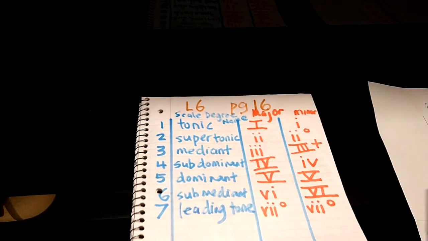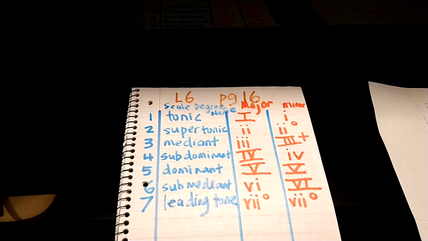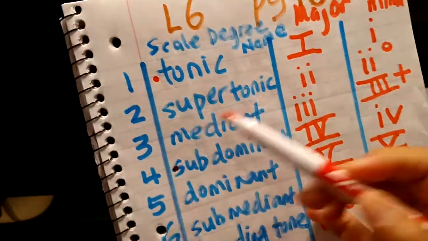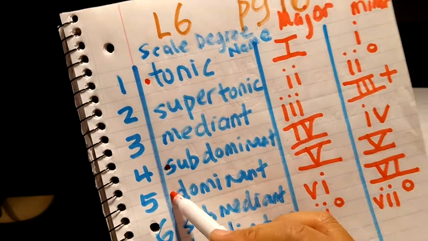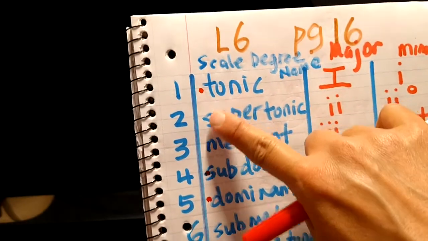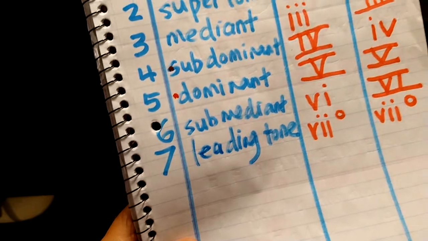Then number 4, write the Roman numerals for the secondary triads. Okay, so what are primary triads? Primary triads are 1, 4, 5. We learned this in level 1. Primary triads are 1, 4, 5. Okay? That means secondary is 2, 3, 6, and 7.